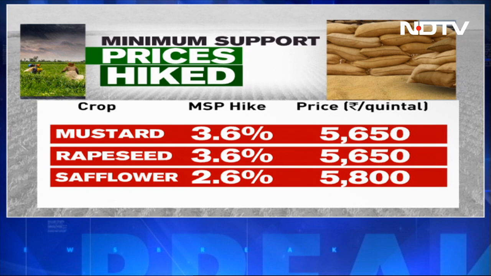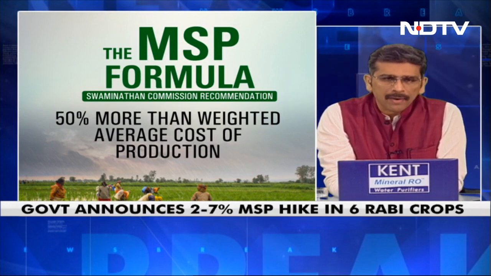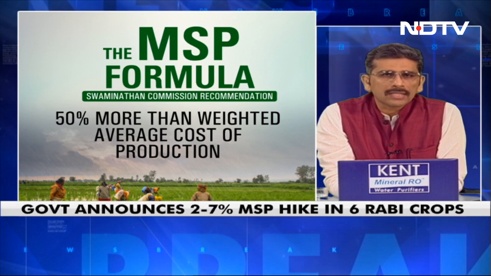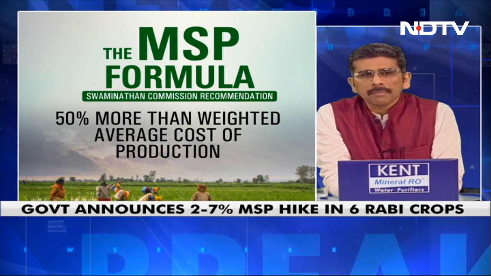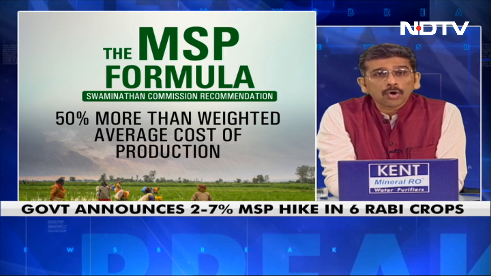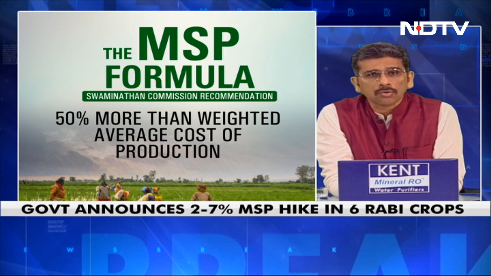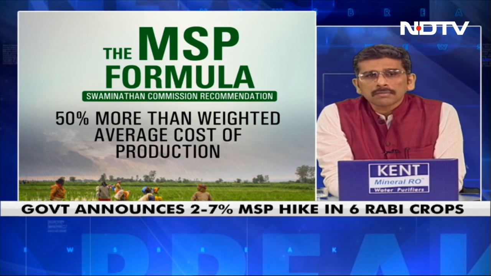2.6% is sunflower. Now, what really was the MSP formula that was recommended by the Swaminathan Commission? You see, a lot has been said by many farmers that if you want to increase the MSP, you must increase it to what has been found acceptable by many farmers and farmer unions, which is the Swaminathan Commission recommendation. Has that happened or not is going to be a subject matter of discussion in just a short moment, which said that 50% more than the weighted average of the cost of production. This is what is going to be or should be the formula to calculate the minimum support price.